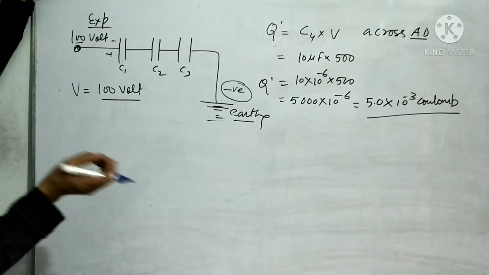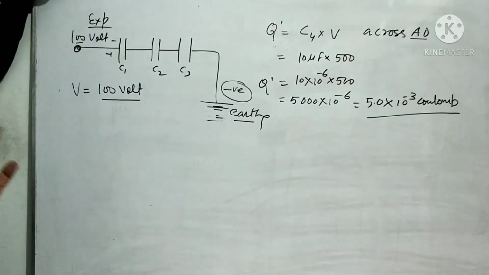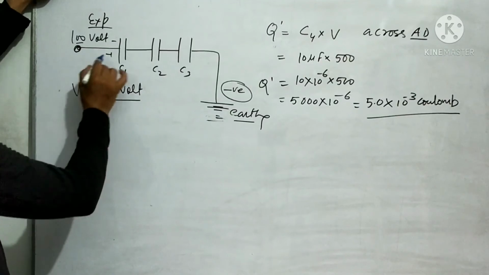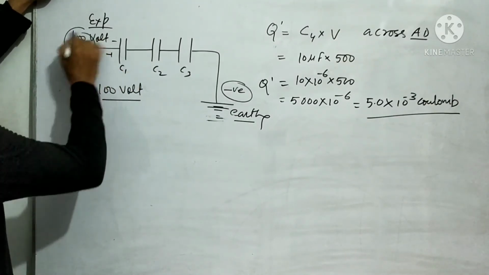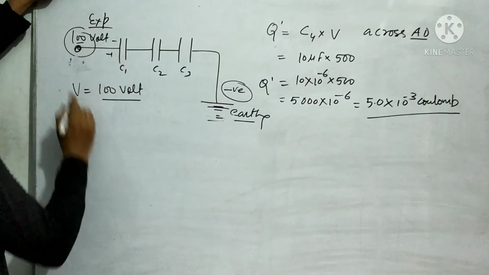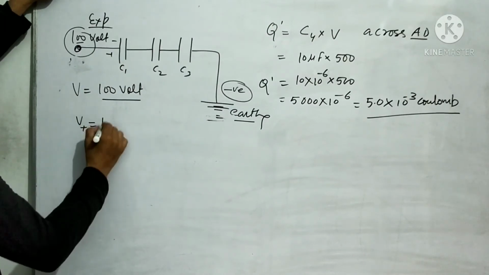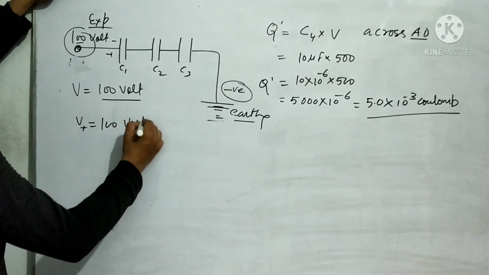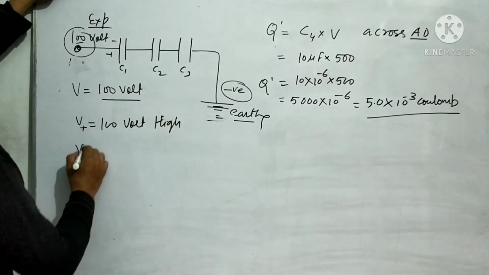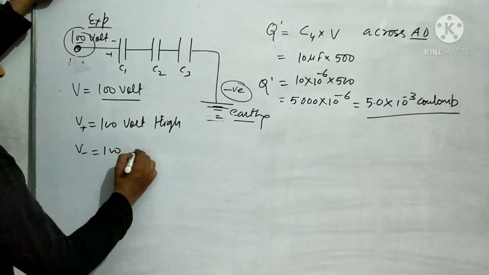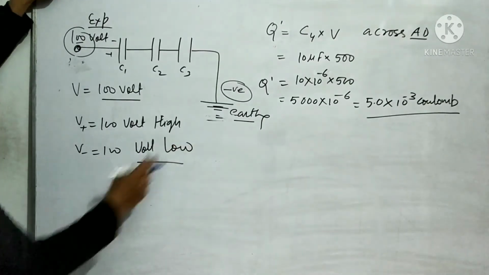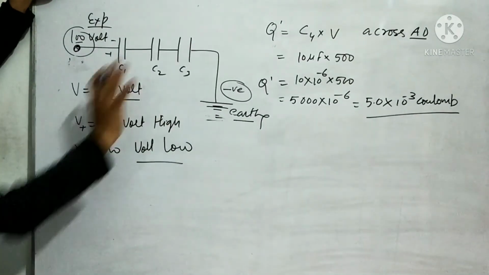So no need to be confused, sir, about how we will calculate the 100 volt, because if it is connected with the positive terminal, this is high, V plus, how much? 100 volt high. This is V negative, 100 volt low, and positive and negative.